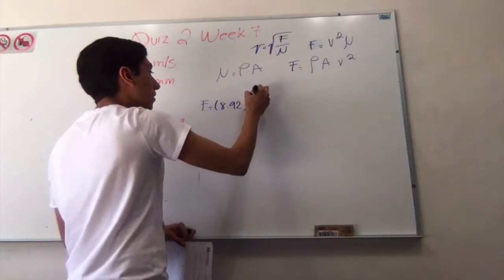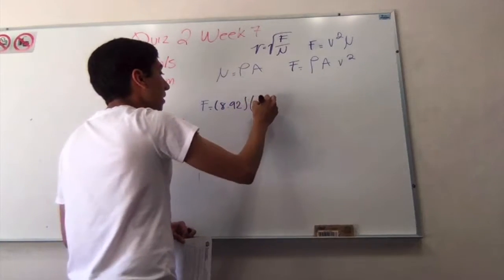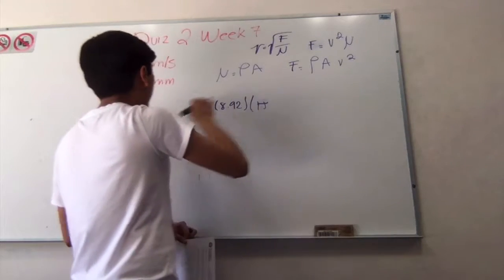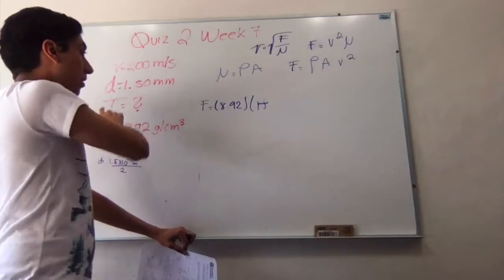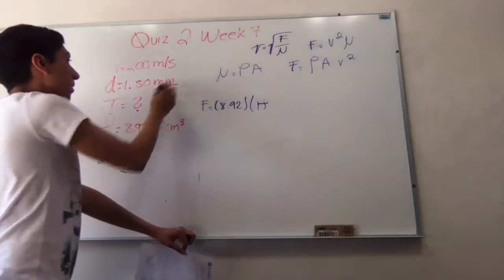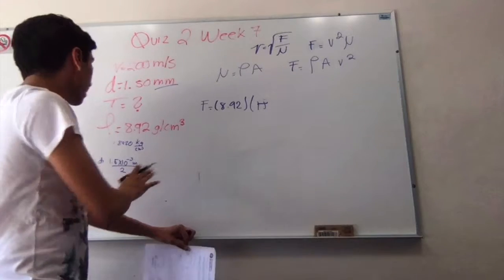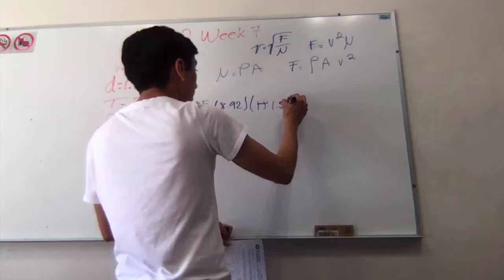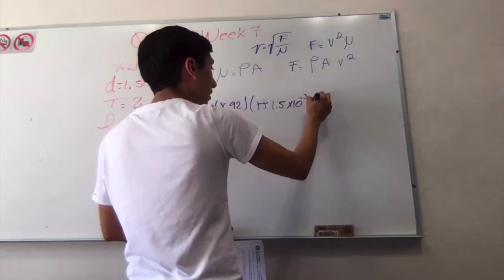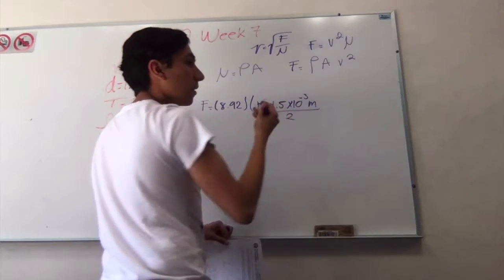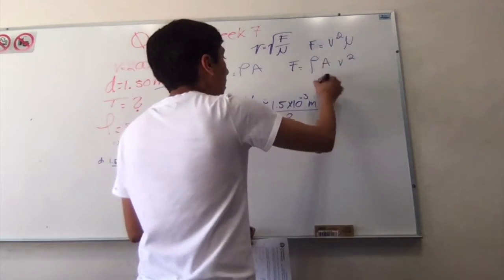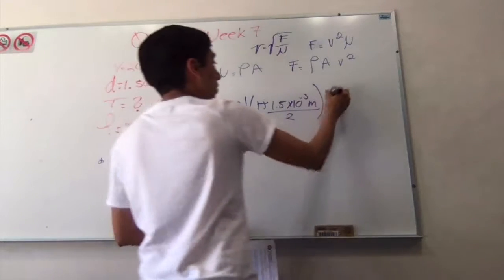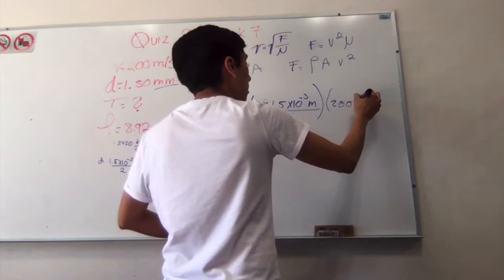8.92 times the area, and the area of a circle is pi r squared. We have the diameter, and it is in millimeters, so in order to have everything in meters, we substitute 1.5 times 10 to the minus 3 meters over 2, because we need the radius, not the diameter, times the velocity squared. We already have the velocity, so we just substitute here.